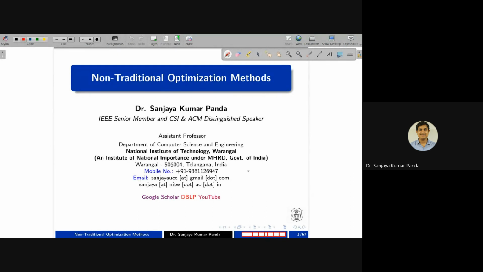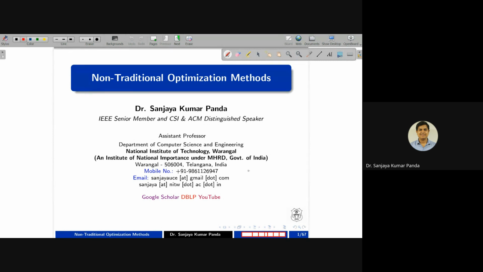Let us start the first session. In this session, I will tell you about non-traditional optimization methods. In the second session, we will see the simulated annealing algorithm and ant colony optimization by Professor Manjuvala BC Madam. So let us start this session.